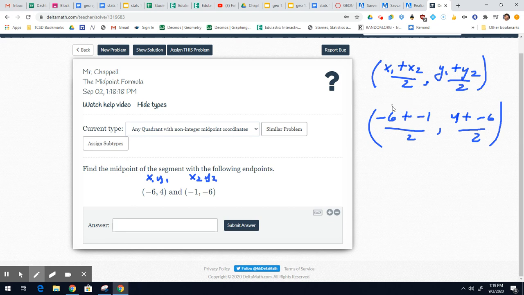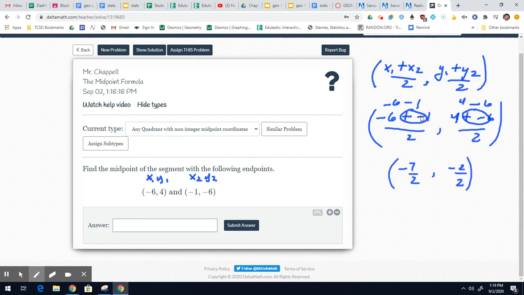So up top here, this is really -6 minus 1. This plus a negative is just minus. Well, since they're all negative, that's just going to get more negative. That's a -7. Over here, again, this plus a minus is a minus. So this is really 4 minus 6. Well, 4 minus 6, you're taking away more than you have. That's -2 divided by 2.